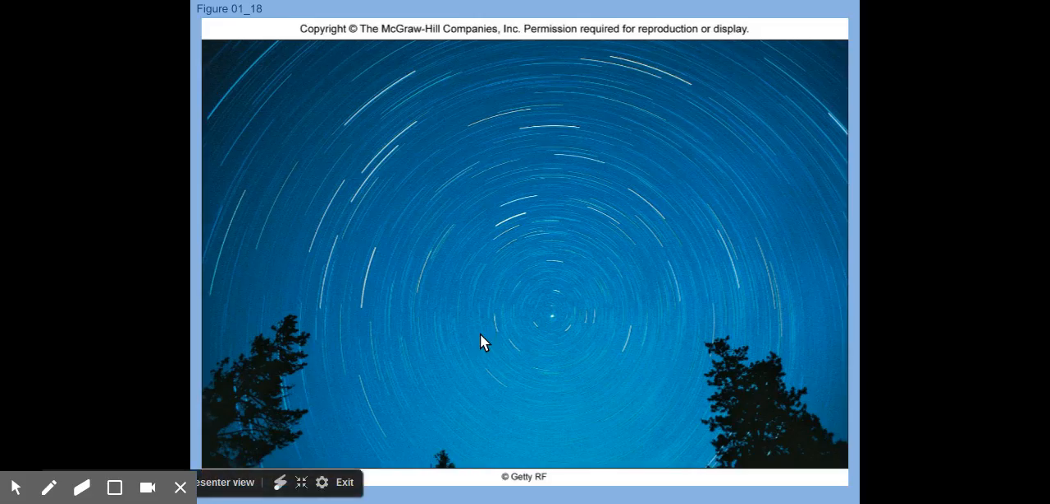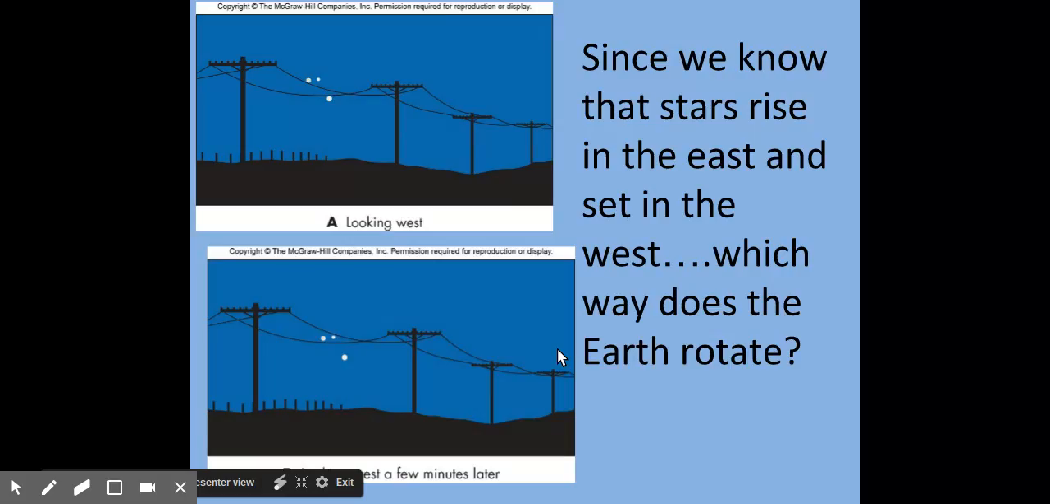So if we do a time-lapse photo of the night sky, and of course these little stripes, if you will, represent stars, notice the one in the center that never appears to move. Any thoughts as to which that one might be? The rest of them are what we see as the circumpolar, right? So again, this is a time-lapse photo, and so over the course of time, they do orbit that central point. Since we know that stars rise in the east and set in the west, which way does the Earth rotate? And so a good way to describe that would be clockwise or counterclockwise.